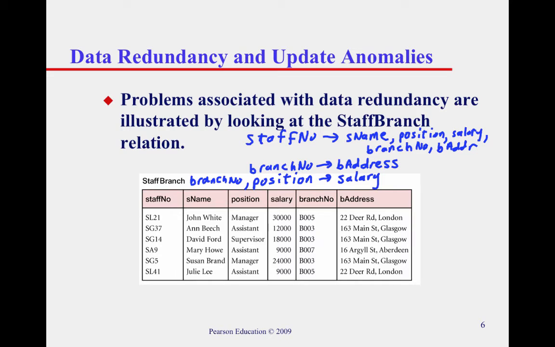Yes, Tyler? Doesn't the branch number identify the salary? No, because you could have a manager and a sales associate. I'm sure the sales associate would love to make the manager's salary, but just like I'd love to make the president's salary. No, actually, I'd like Butch Jones's salary. So, no such luck.